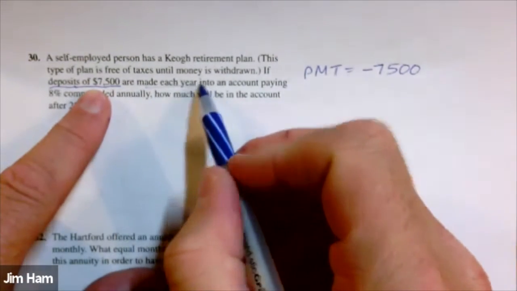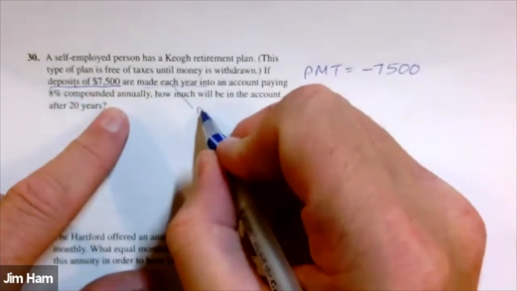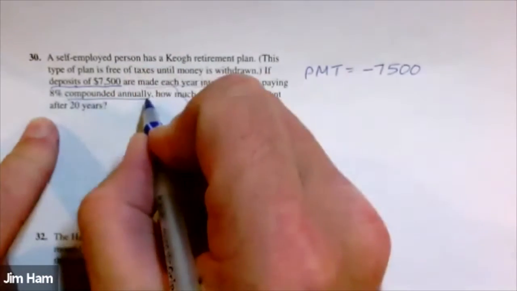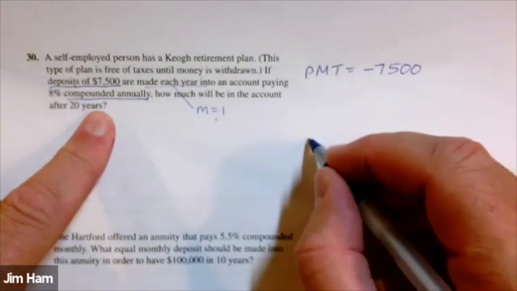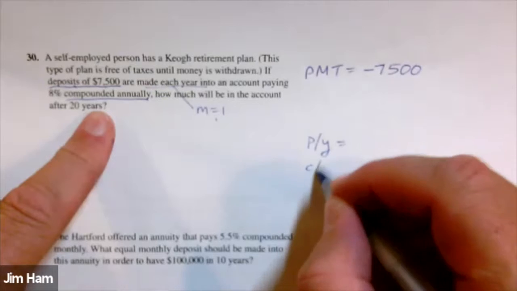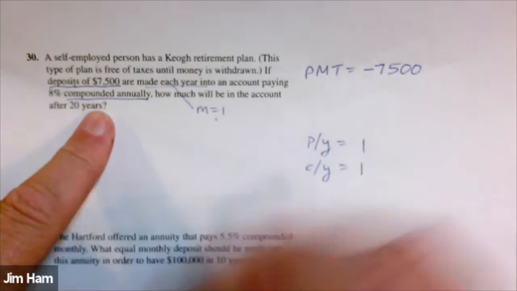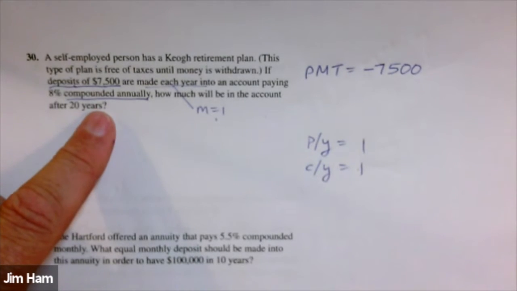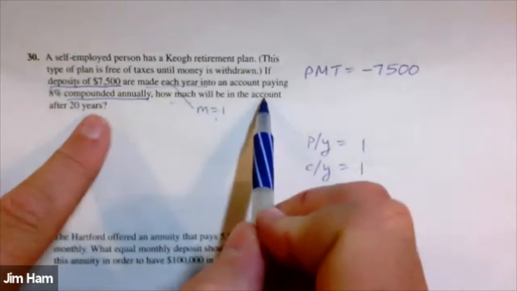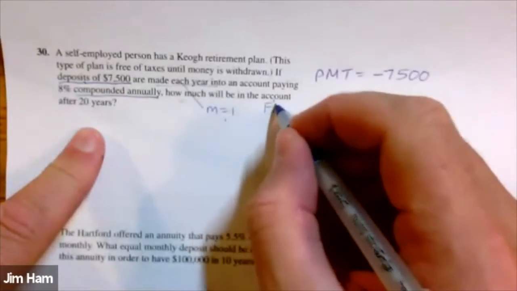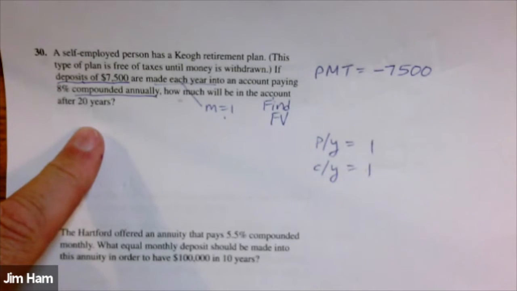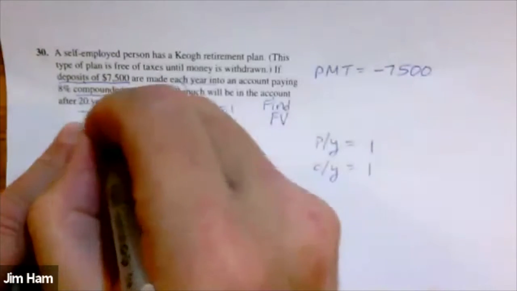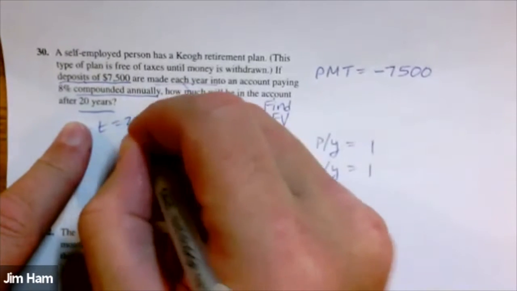Deposits are made each year. And so the m is equal to 1. Here you can see compounded annually as well. m is equal to 1. So down here at the bottom, we have payments per year and compounding periods per year, each equal to 1. There's no mention of any other compounding or payment period time frame. How much will be in the account? What they want you to do is find the future value. How much will be in the account in the future? And then here's your t, which is 20 years.